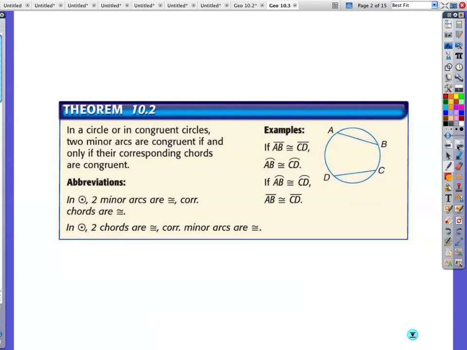So this is what I'd much rather have you write down. In a circle, two minor arcs are congruent. So I might say if arc AB is congruent to arc CD, then the chords are congruent. So then this has to be congruent to this. That's basically what that is saying. All right, vice versa is true too. If you know this chord is congruent to this chord, then their arcs are also going to be congruent.